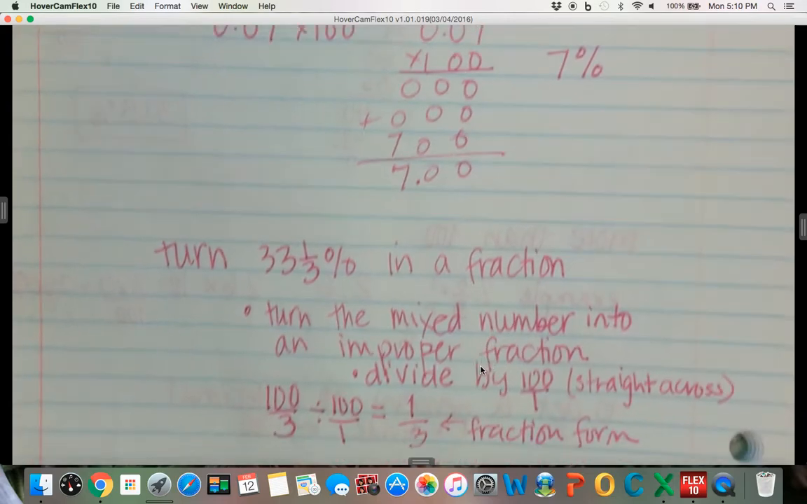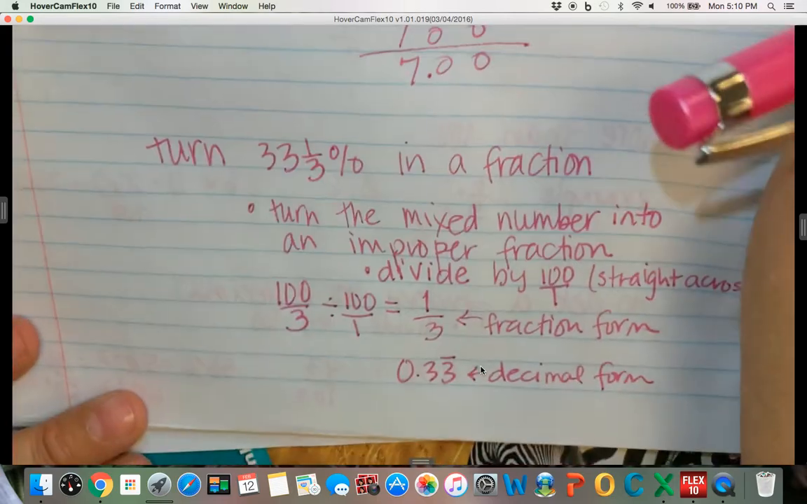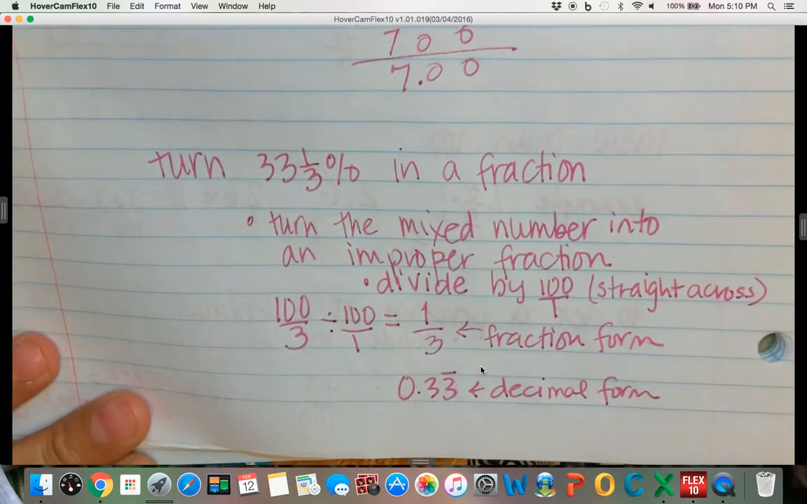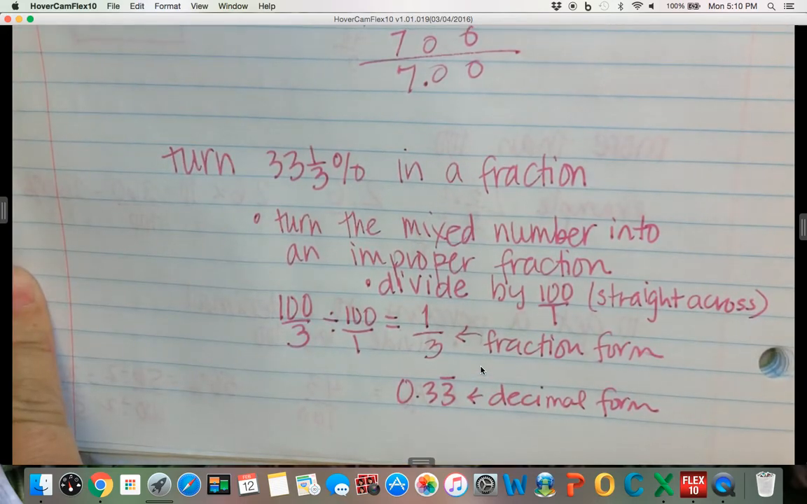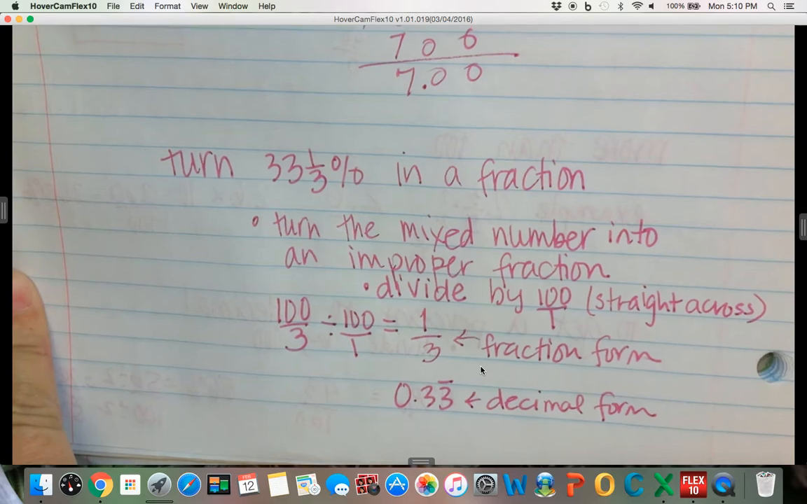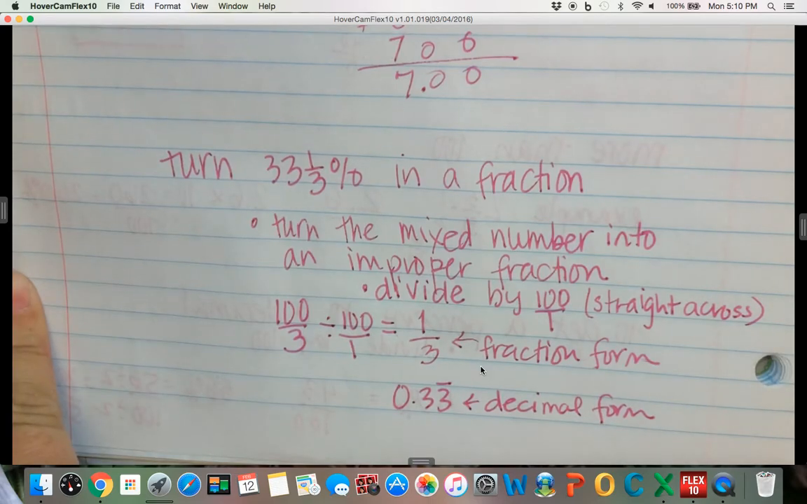So think about, oops, you couldn't even see that, sorry. Think about your powers of 10 to help you with these problems as well.